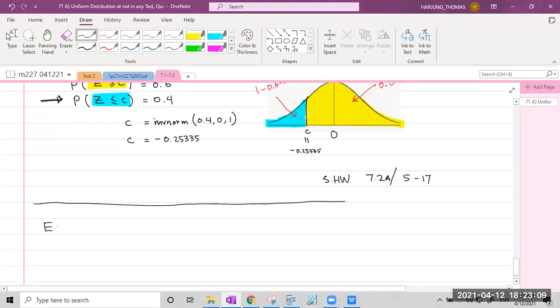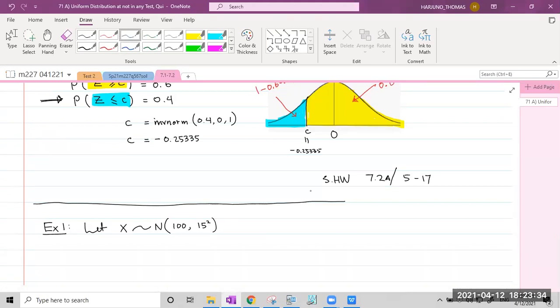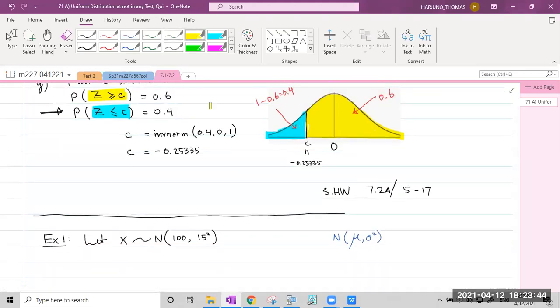Let's say, for example, let X be, so it's not standard normal, it's just a normal distribution, but it's not standard. The mean is 100 and the standard deviation is 15. I will use 15 squared here because that's the notation for the variance. Normal distribution is followed by the mean and the variance. However, in our calculator, the last two numbers are always the mean and standard deviation, not variance.